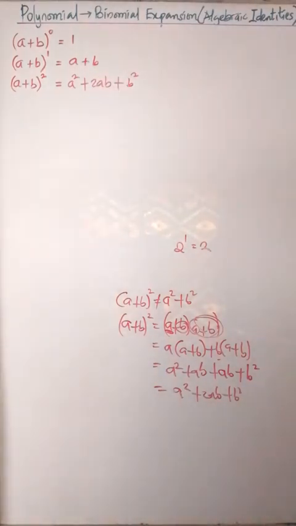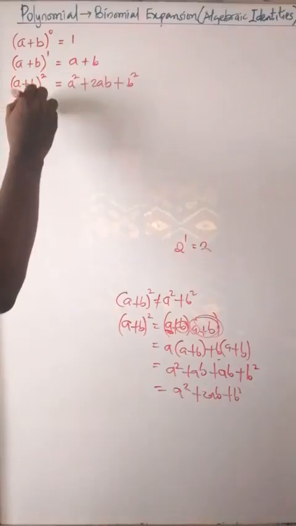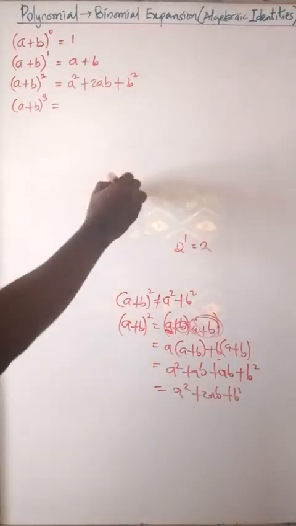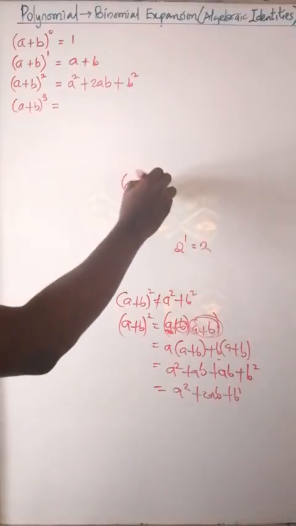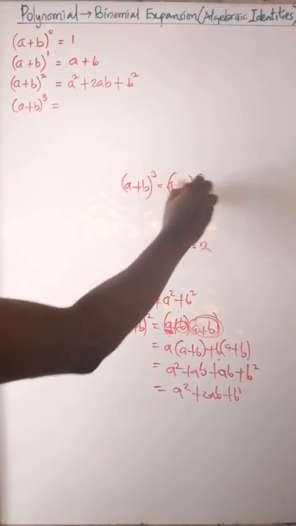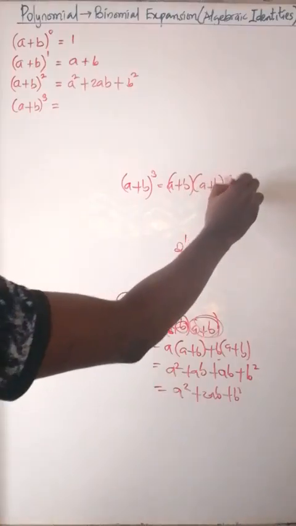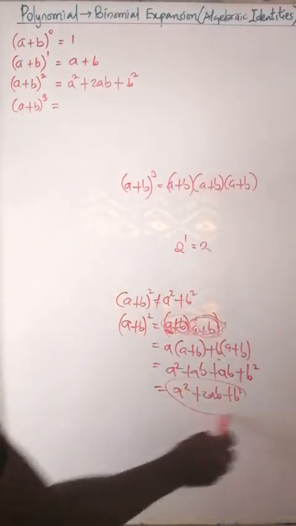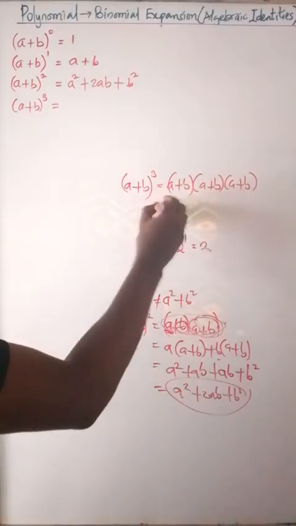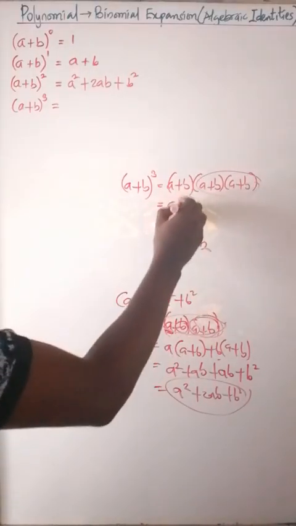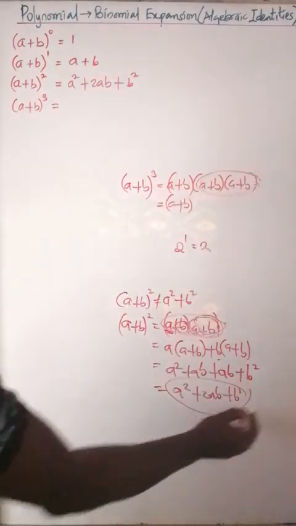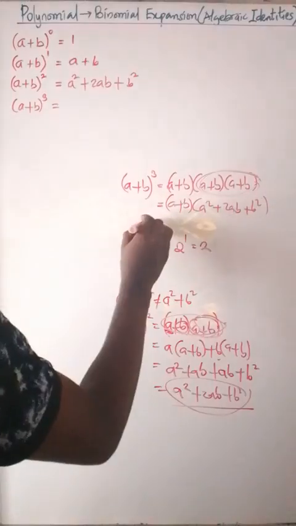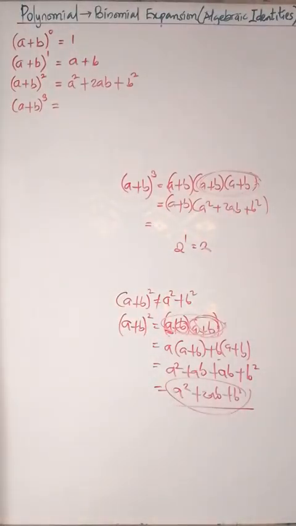We can go on and on. So if we have, let's say, a plus b all cube, in that case we can say a plus b all cube is a multiplied a plus b times a plus b times a plus b. Already we've established that a plus b times a plus b is this. So for this one, let's take the first one as a plus b. Everything here becomes what we have here: a squared plus 2ab plus b squared. Let's expand and see what we are going to get here.